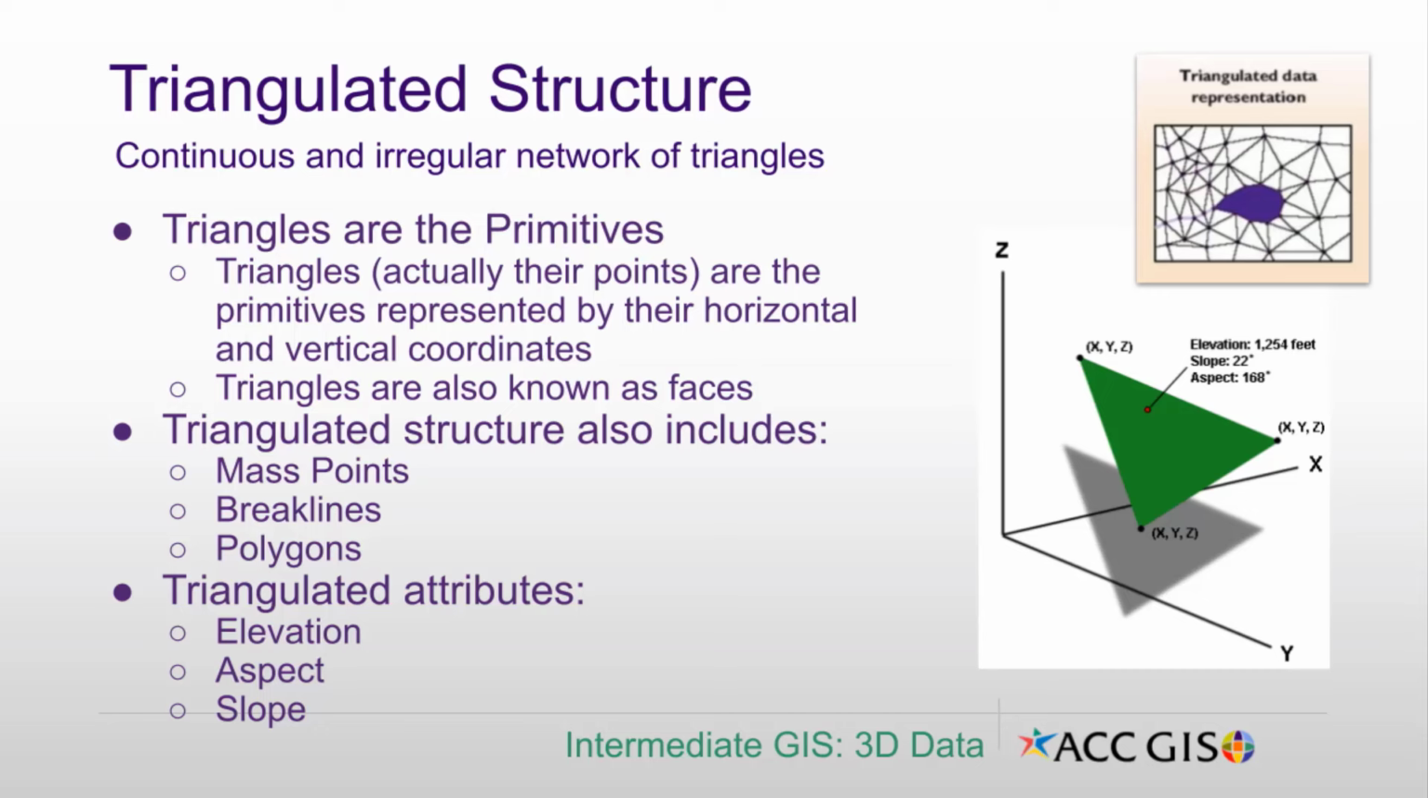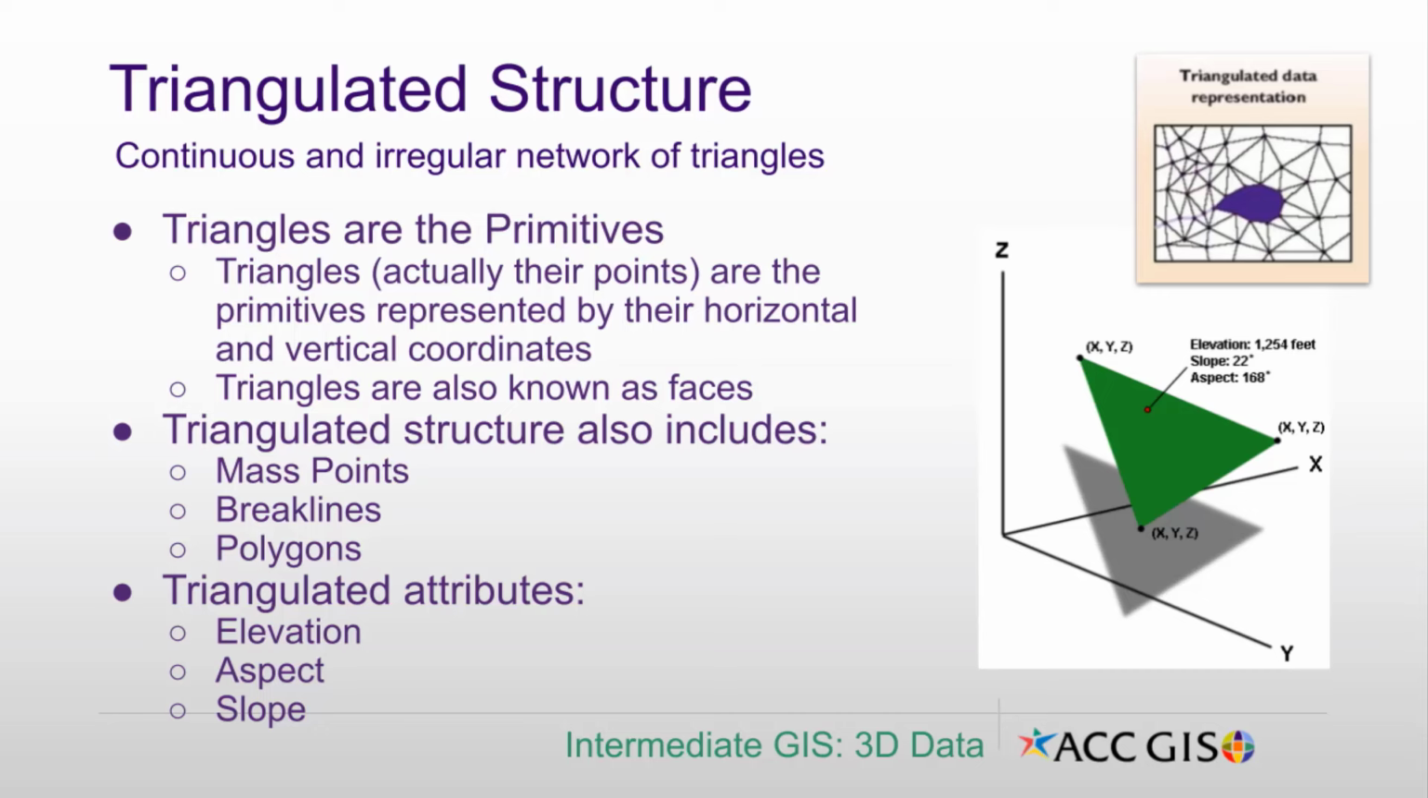Now, triangulated structure also includes mass points, break lines, and polygons. So it's not just the triangles, there are the points that we often use to construct the triangles. And if you look at the triangulated data representation diagram in the upper right-hand corner, you can see that I have my triangles, and where they all come together, that's where the mass points are located.